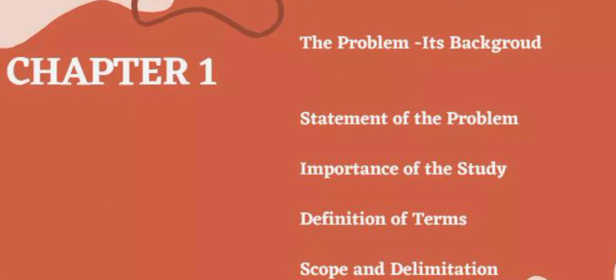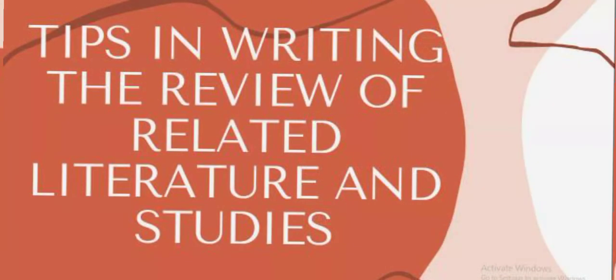So now, I would just like to give a recap of the tips that I have already given in Chapter 1. So we have the problem and its background, statement of the problem, importance of the study, definition of terms, the scope and the limitation, and also I have already given you some tips in writing the research instruments. Now, let's proceed to the tips in writing the review of related literature and studies.